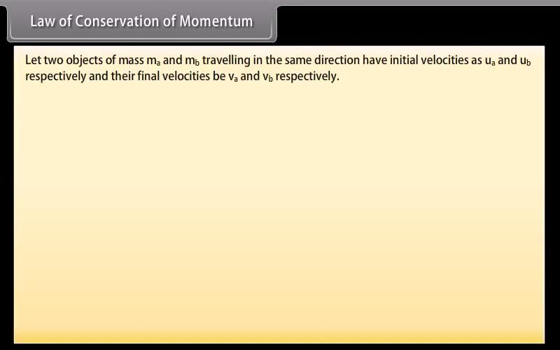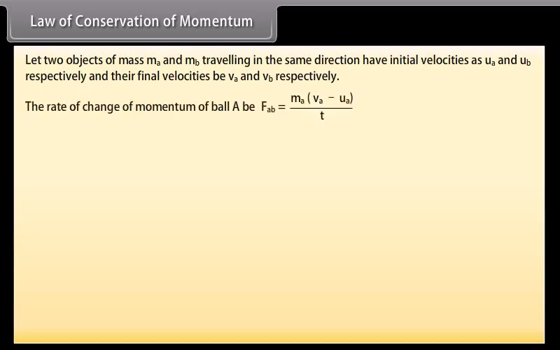Let two objects of mass mA and mB traveling in the same direction have initial velocities uA and uB respectively, and their final velocities be vA and vB respectively. The rate of change of momentum of ball A, FAB, is equal to mA into (vA minus uA) upon t.